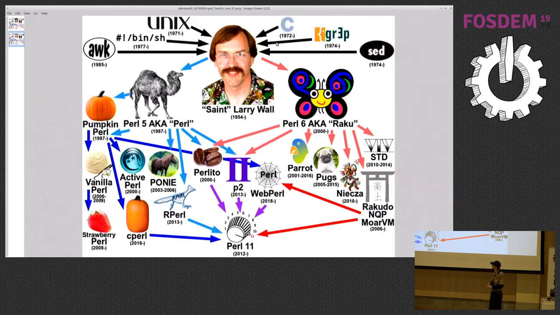And it essentially is a stack of several different components. There's one called NQP, which stands for Not Quite Perl. It's a subset of Perl 6 that is easier to bootstrap and can then be used to implement the other more complicated parts of Perl 6.